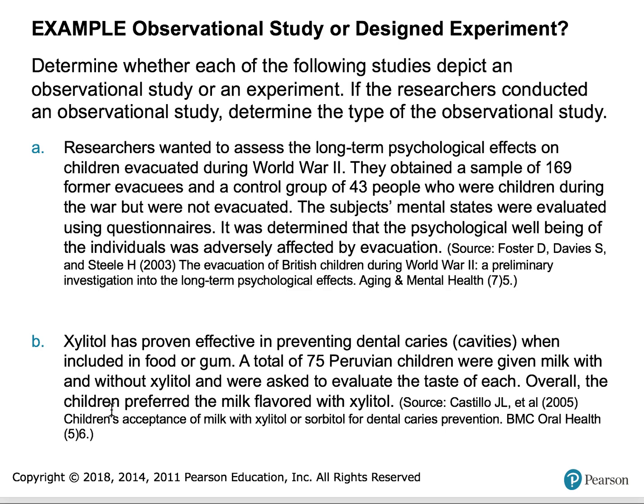All right, let's do an example. Let's determine whether each of the following studies depict an observational study or an experiment. If the researchers conducted an observational study, determine the type of observational study, right? We've got cross-sectional, case control, cohort. Okay, so let's look at A.